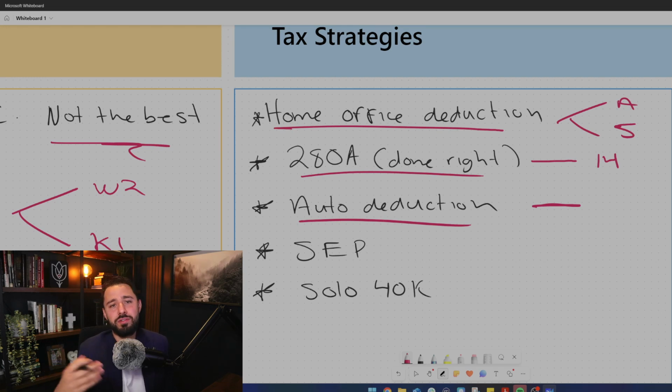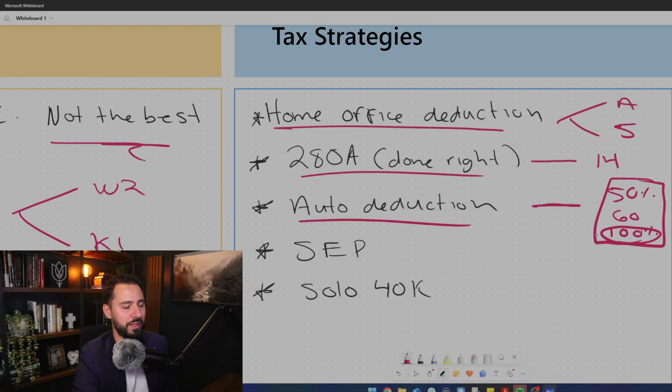Maybe it makes sense to use the actual method, where you take a percentage of use, right? Maybe it's 50% of business use, maybe it's 60, maybe it's 100%, which most people just put everything on the business, when in reality maybe it's not 100%. So let's make sure we understand what the business use is for our car. This can save us anywhere between $10,000 to sometimes $50,000 in taxes every year if we deduct the car properly.